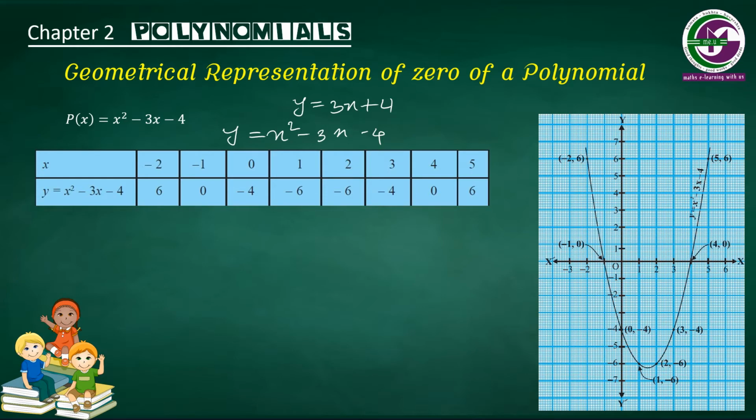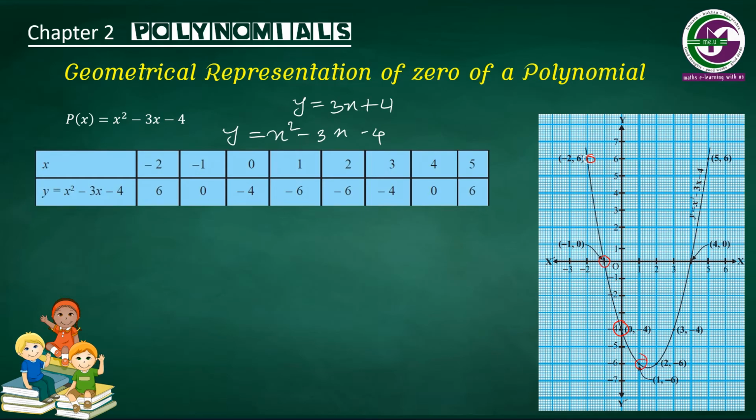So here you have the values of x and y. To draw the graph, you need to plot the points -2 and 6. So x value is -2, y is 6, this is the point. Then -1 and 0, this is the point. Then 0 and -4, this is the point. 1 and -6, this is the point.